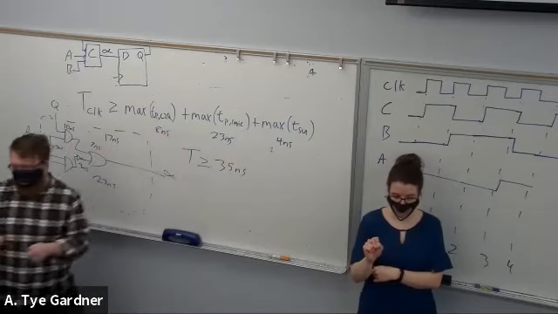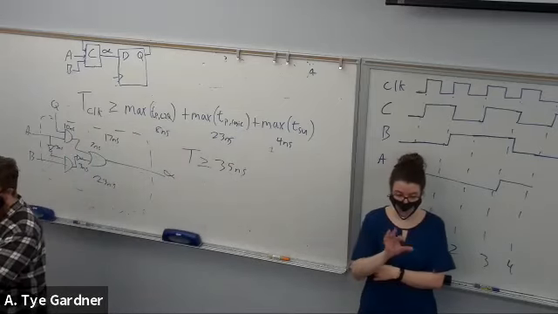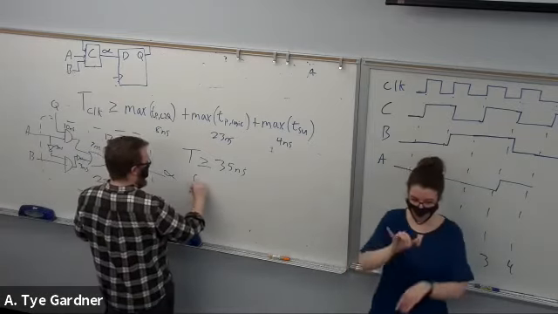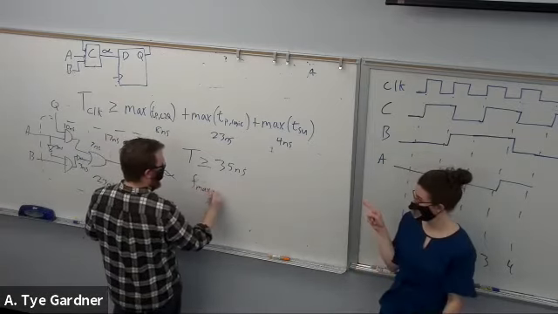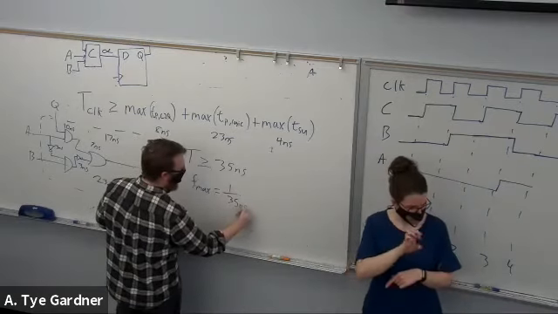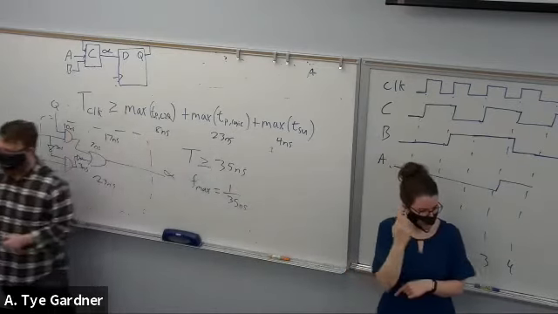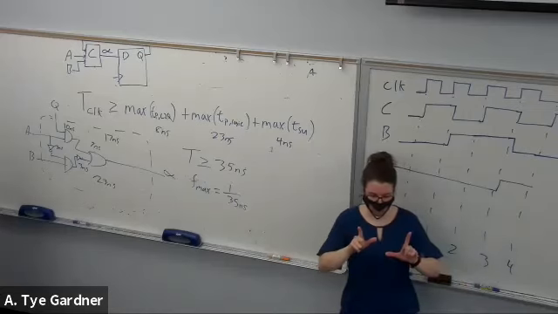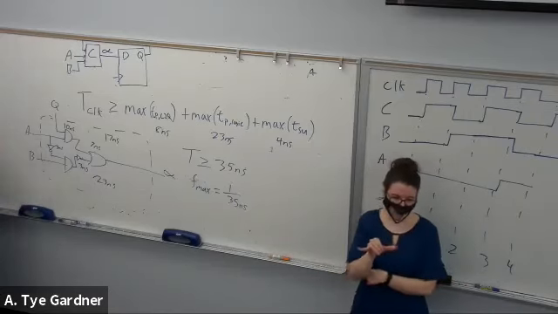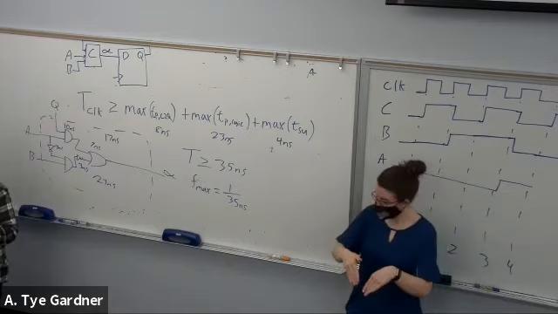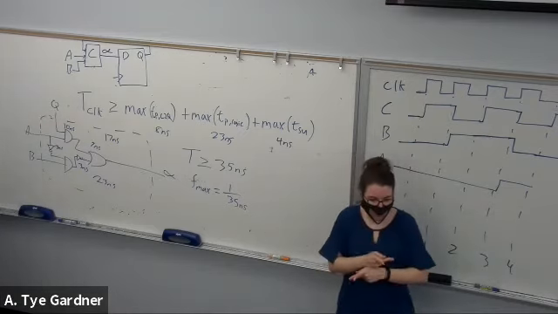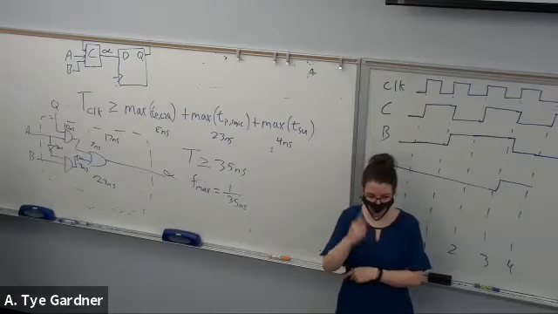nanoseconds. How do I find my maximum frequency then? 1 over that. F max is 1 divided by 35 nanoseconds. Whatever that is, I don't know. That's how we would calculate that kind of feedback in delays to figure out what our maximum clock speed is.